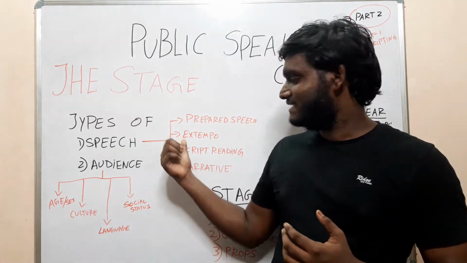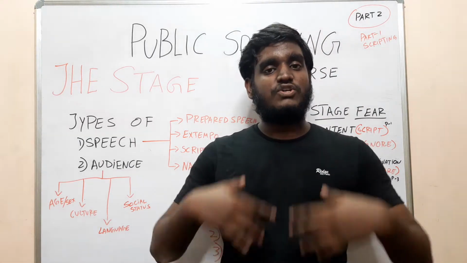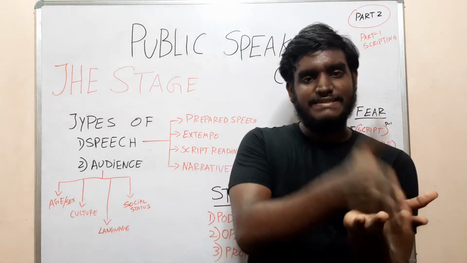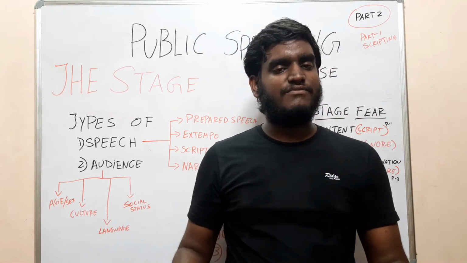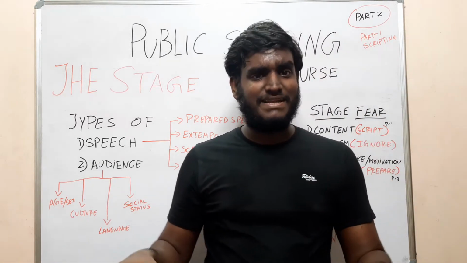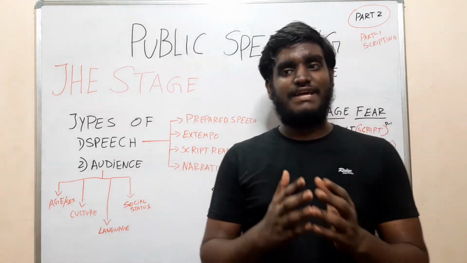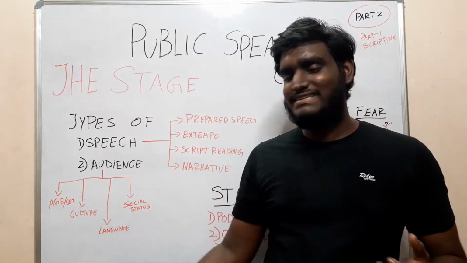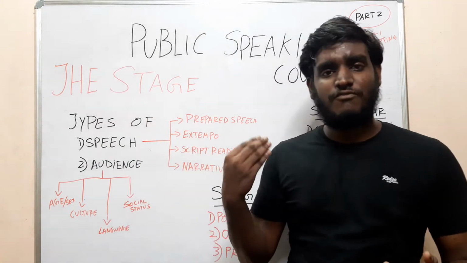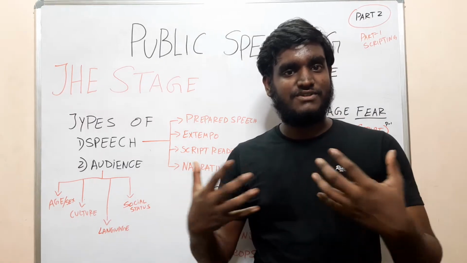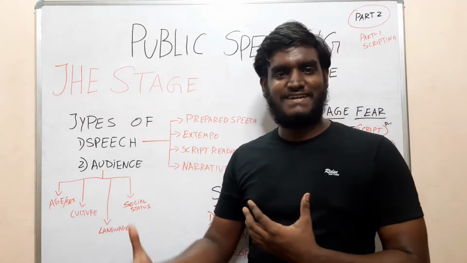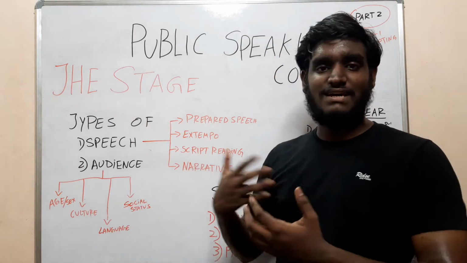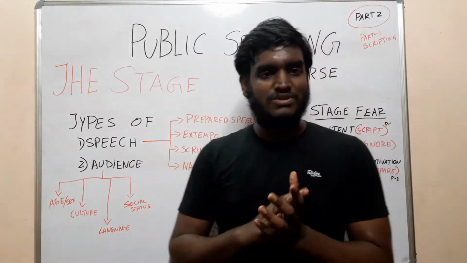The second type of speech is called an extempore, where you don't prepare anything. You just go there, you are given the topic and you speak. The third type of speech is called script reading. There is a script in front of you and you read the script. Simple as that. And the final type is narration, where you're given a full manuscript and you narrate the whole thing. So these are four types of speech. The last two types of speech are not of much importance for us, because we're going to be great speakers, right? So let's focus on the first two. If we focus on the first two, we can be best in the last two also. So this is about the types of speeches.